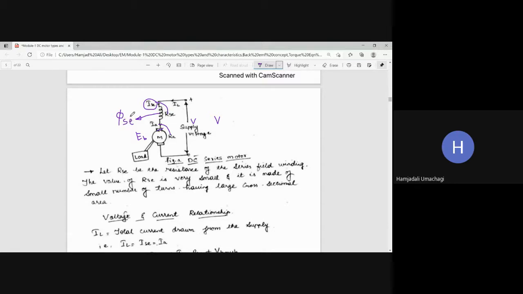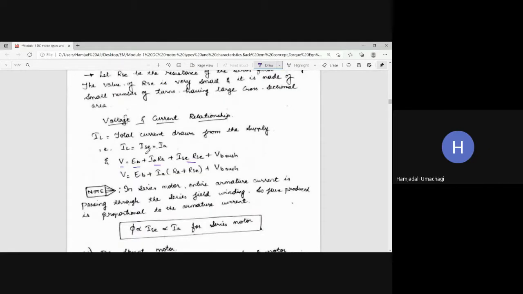And this flux is dependent on, or directly proportional to, the current Isc. If we want to get more flux, then we want more phi SC. And this phi SC is directly proportional to the current flowing through the field winding. That is, phi SC is directly proportional to Isc. Always remember, flux means field winding flux, and that field winding flux is directly proportional to the field current. That is the meaning. V is equal to EB plus Ia into Ra plus RSC plus V brush.